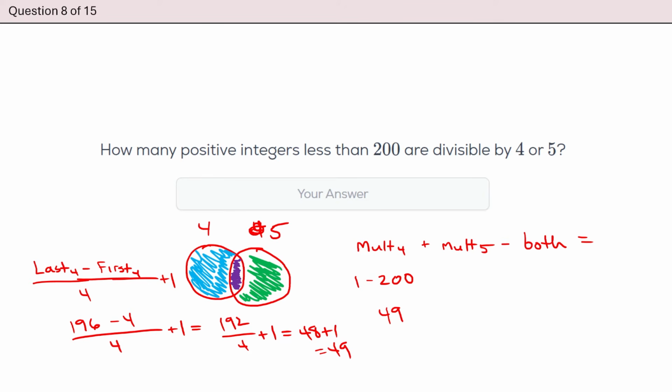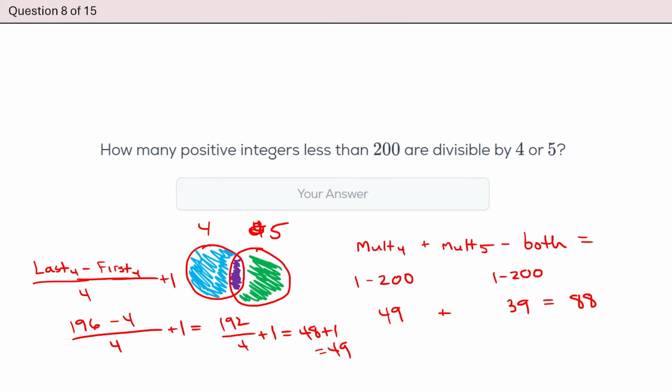We can do the same thing with the multiples of 5. So from 1 to 200, how many multiples of 5 are there? 200 divided by 5 is 40. But remember, we can't include 200. So that's going to be 39. So 49 plus 39 is going to equal 88. Is that right? Yes, 88. But we need to subtract out the double counts.